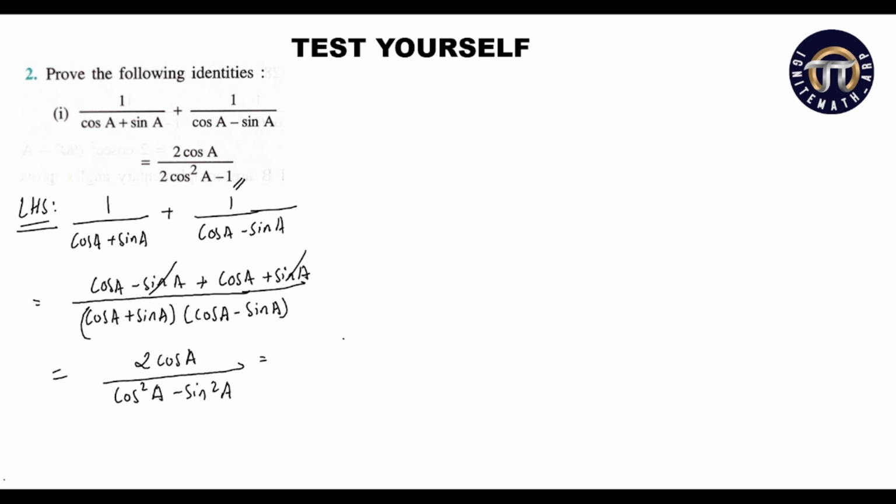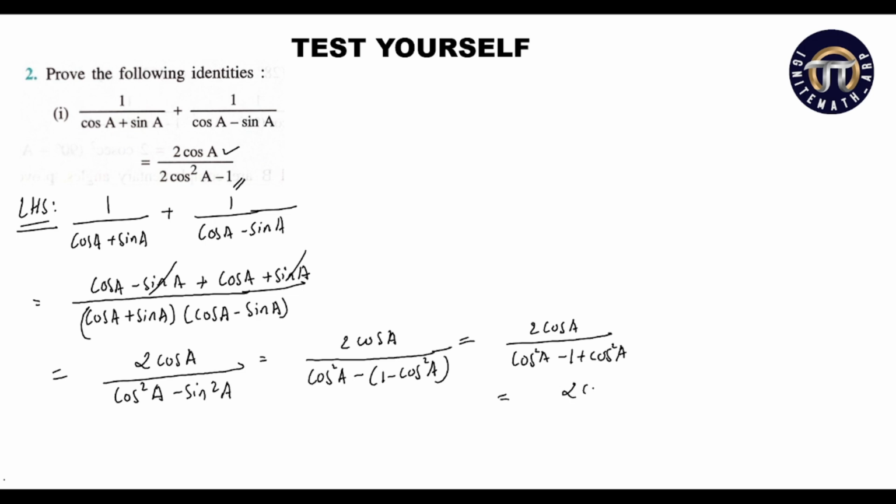So I need to have everything in terms of cos in the denominator. What I do over here, 2 cos A, already I have got the numerator I'm supposed to get. Here I want only cos, so I'll just remove this sin square. So cos square A minus of 1 minus cos square A I can write. So that is equal to 2 cos A divided by cos square A minus 1 plus cos square A, that is equal to 2 cos A divided by 2 cos square A minus 1. So that is equal to RHS.